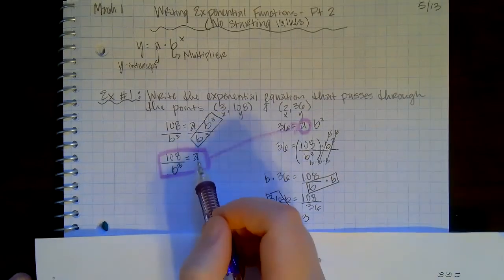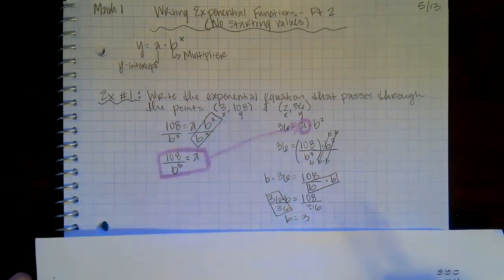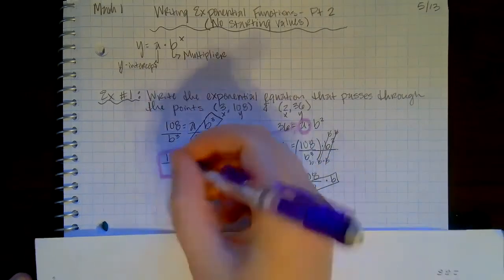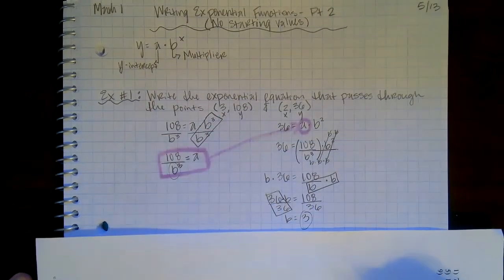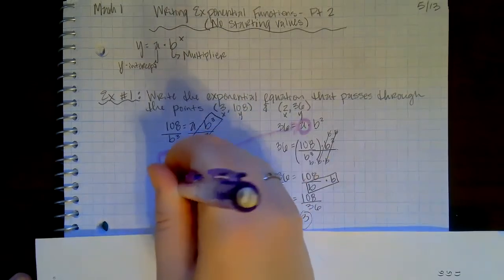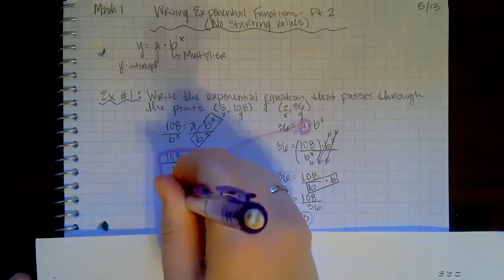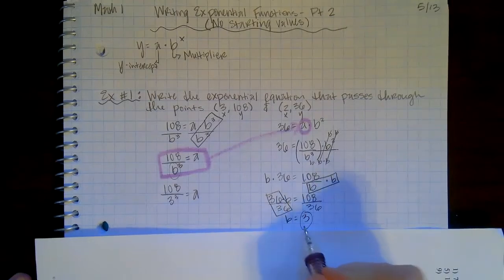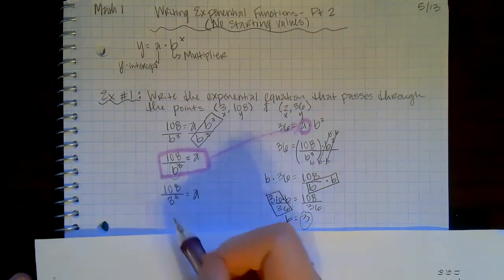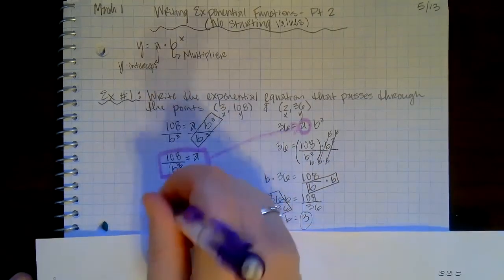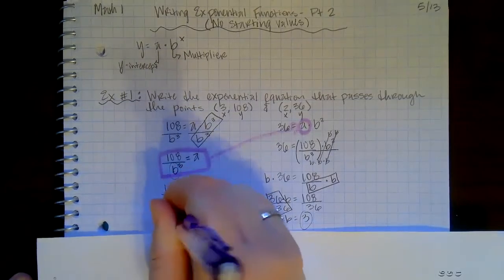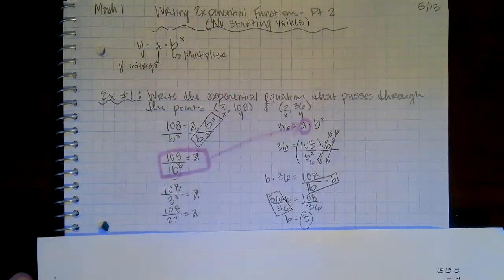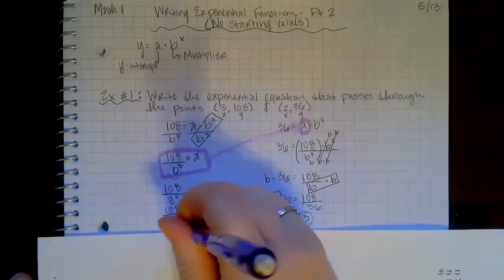But here I have an equation that says a equals. Remember, just like when we did substitution with systems of equations, I'm going to take that b equals 3, and I'm going to replace that for the b right there. So 108 over 3 to the third power equals a. Replace the b with the 3, what we know it is. So 3 to the third power is 3 times 3 times 3, which is 27. 108 over 27 equals a. And then I can divide in my calculator 108 divided by 27, which gives me 4.